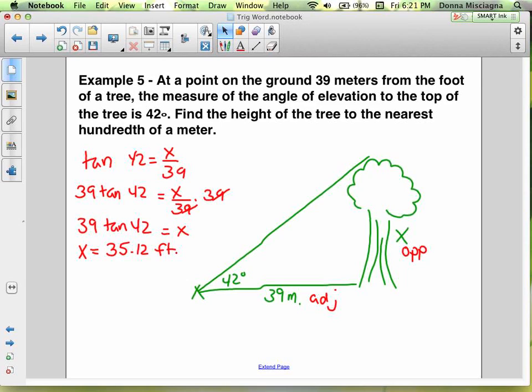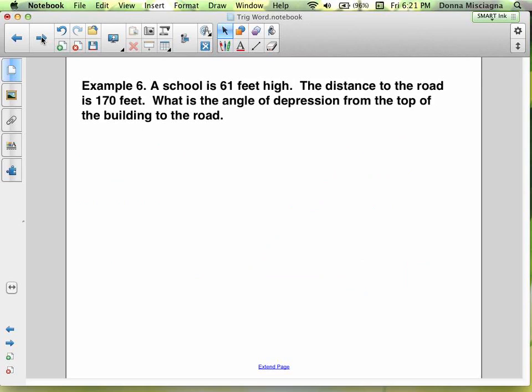Right? So once you've got the problem written, it's no different than solving a side in any other triangle using trig ratios. Right? The tricky thing is interpreting. And the second part of your homework for trig word problems, it'll all be interpreting, where you have to draw a diagram. A school is 61 feet high.